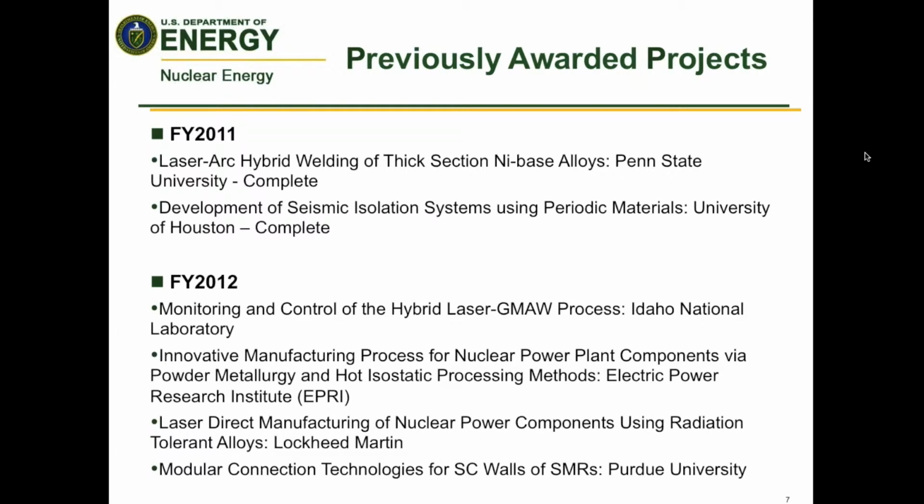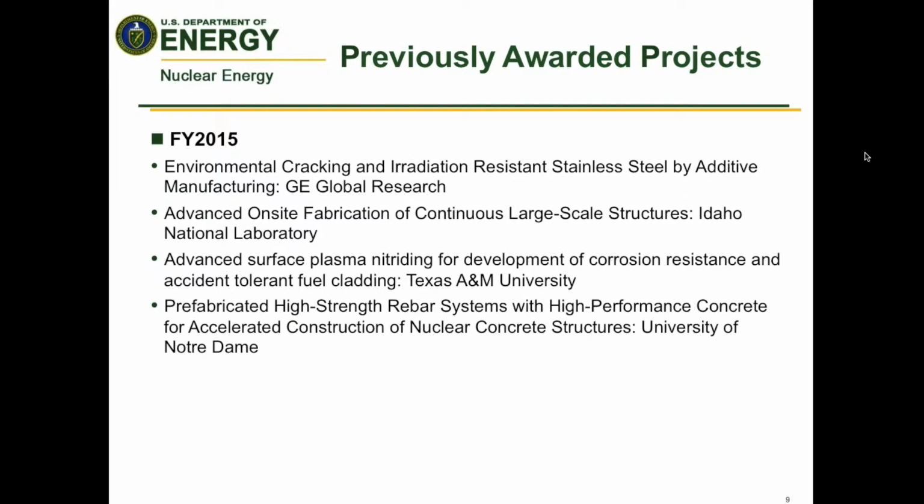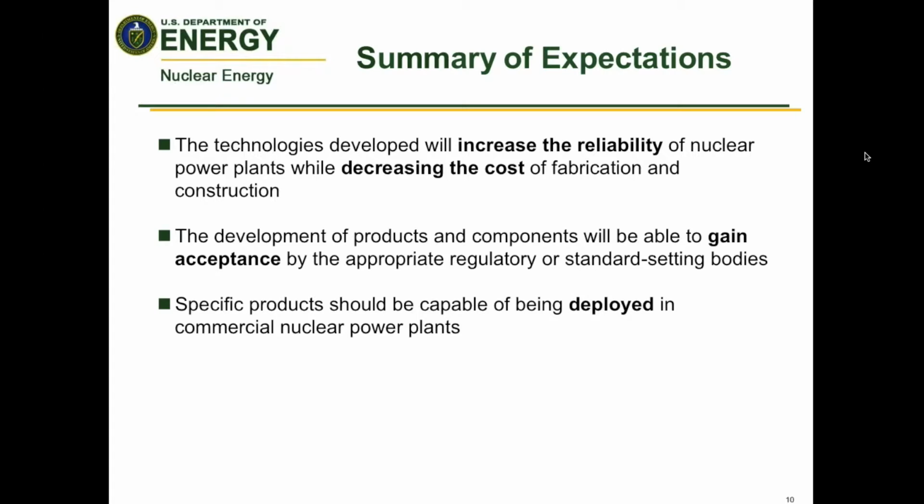The next couple of slides are going to show the previously awarded projects. We had 2 in 11, 4 in 12, 4 in 13, 3 in 14, and 4 in 15. Summaries of all these projects are on our website under nuclear.energy.gov, actually, under the news releases. You can find the summary of these awarded projects. Also, the newsletter for AMM is posted there.